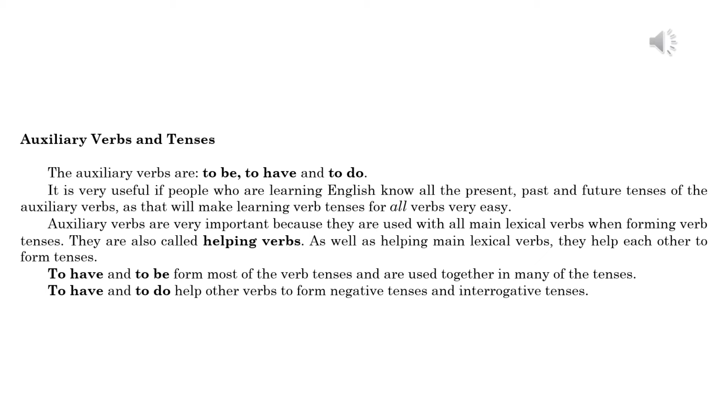To have and to be form most of the verb tenses and are used together in many of the tenses. To have and to do help other verbs to form negative tenses and interrogative tenses.